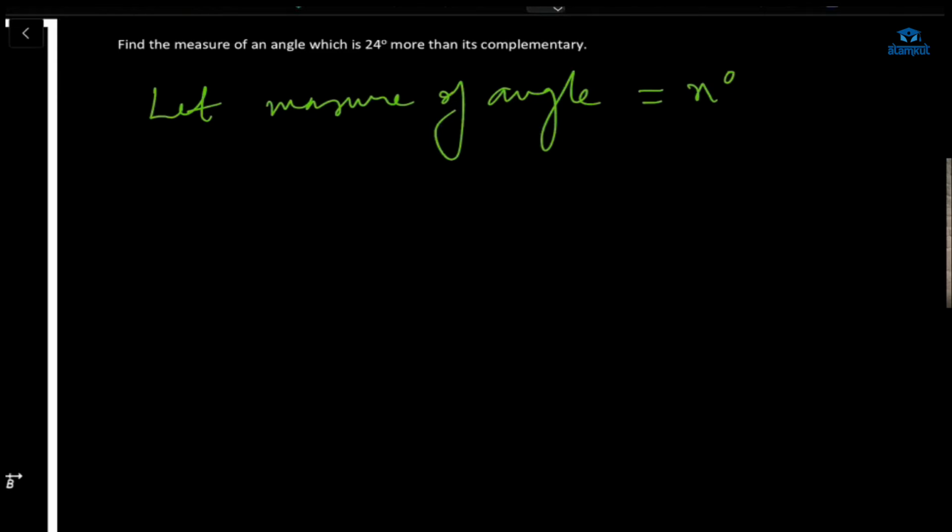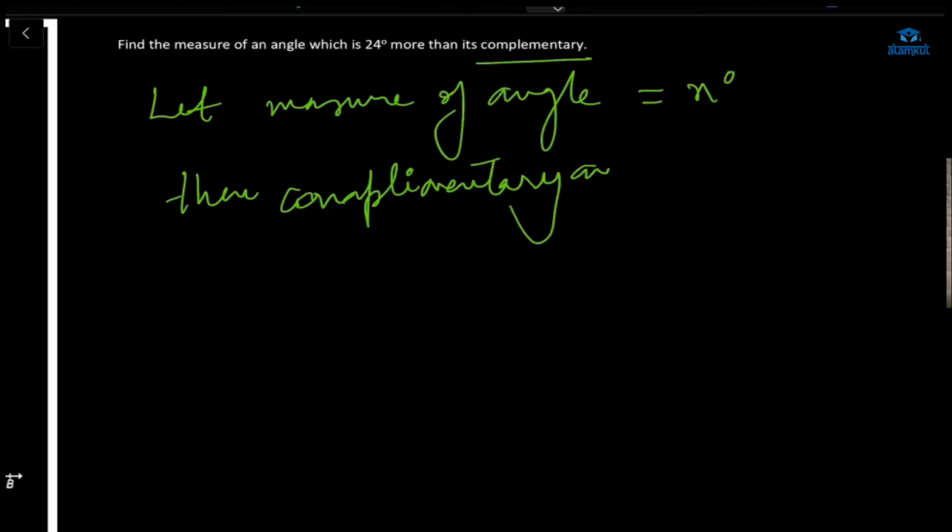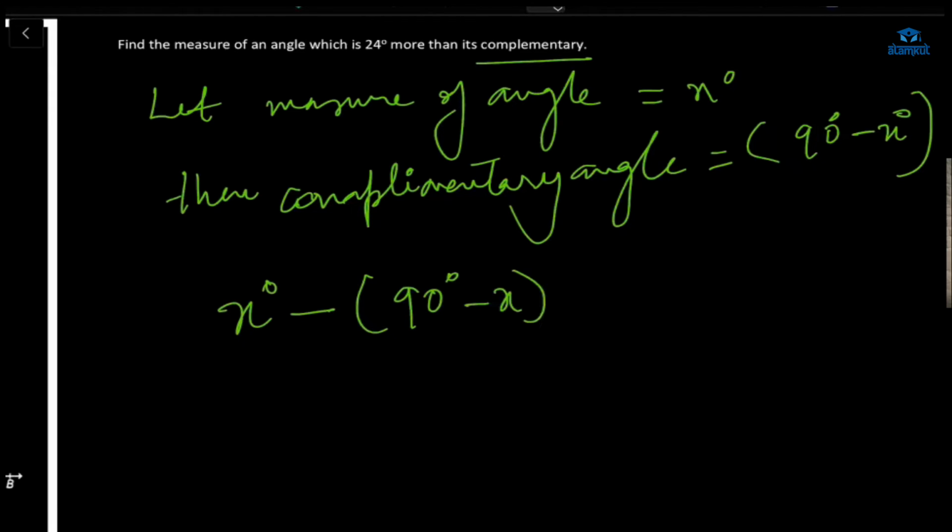Then the complementary angle will be what? The complementary angle will be 90 minus x, because the sum of both the angles will be 90 degrees. So the other angle will be 90 minus x. Now if you see the question, find the measure of an angle which is 24 more than its complement. One angle is 24 more than the other, that means the difference is 24. So x degrees minus (90 degrees minus x) is equal to 24 degrees, because this x degrees is 24 degrees greater than this angle.